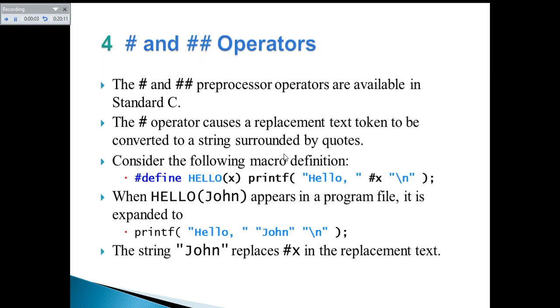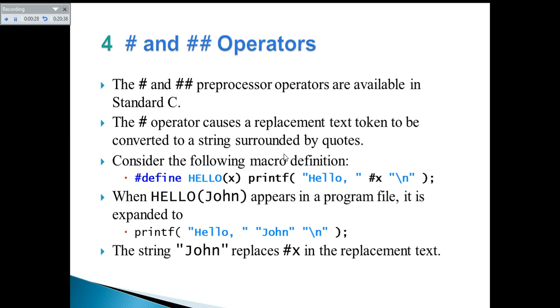The # and ## operators. The pound and double pound preprocessor operators are available in standard C. The # operator causes a replacement text token to be converted to a string surrounded by quotes. So if you have the pound symbol, it causes a replacement text token to be converted to a string surrounded by quotes.